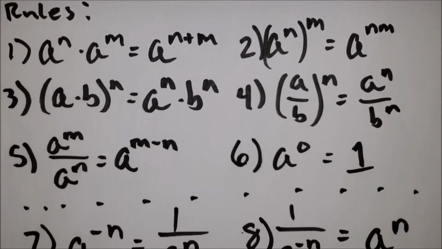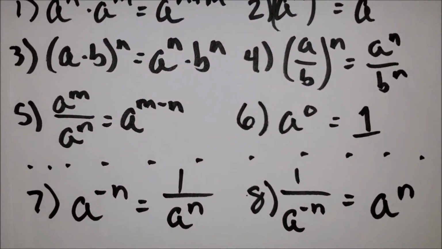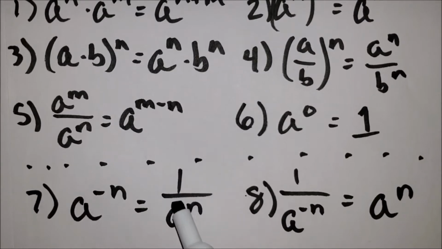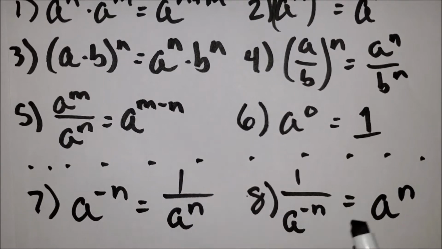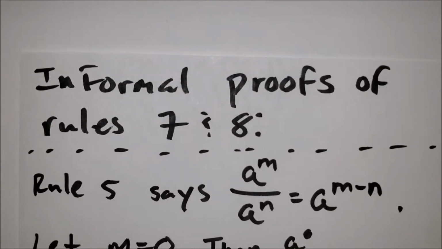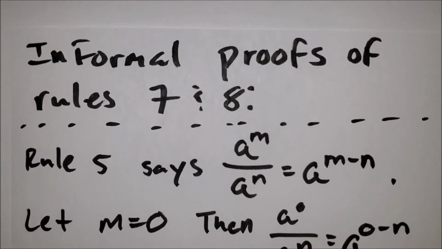So our negative exponent rules that we're going to be introducing are these two. a to the negative n equals 1 over a to the n, and 1 over a to the negative n equals a to the n. Let's show a little bit of the informal proofs of those two negative exponent rules.